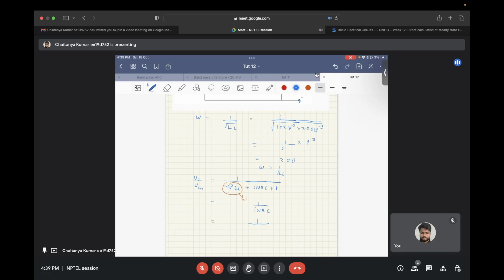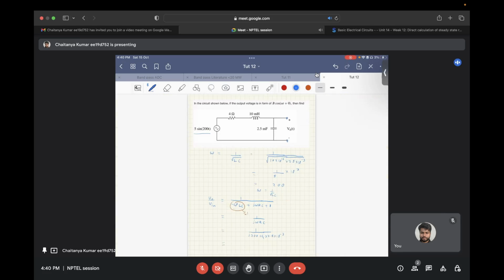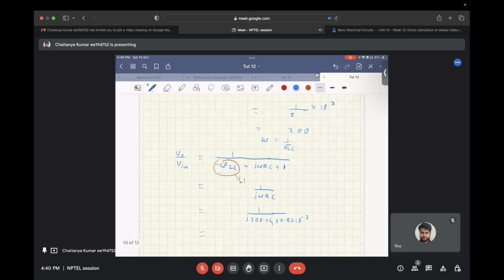So if you plug in the values, j into omega is 200, into the resistance given is 4, and the capacitance value is 2.5 into 10 to the power minus 3. So this comes out to be minus j into 1000 by 800 into 2.5. Let's calculate this.